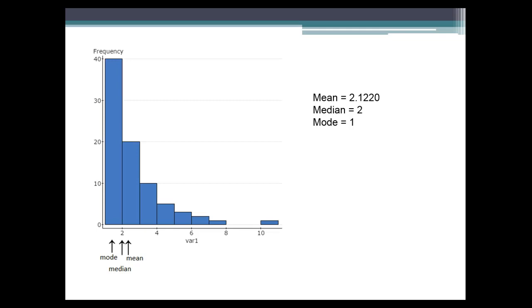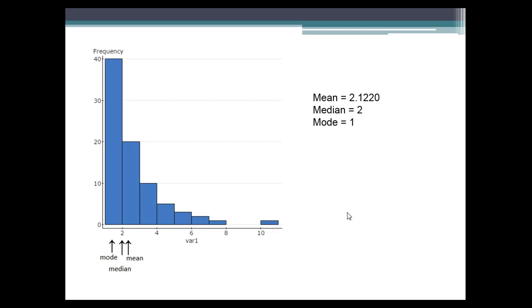And that's going to be the mean. So here's an example of a data set where this one you can see is skewed to the right. The mode is the highest point, so the mode is 1. The median is this place here at 2, where there's half of the data to the left and then half of the data to the right.